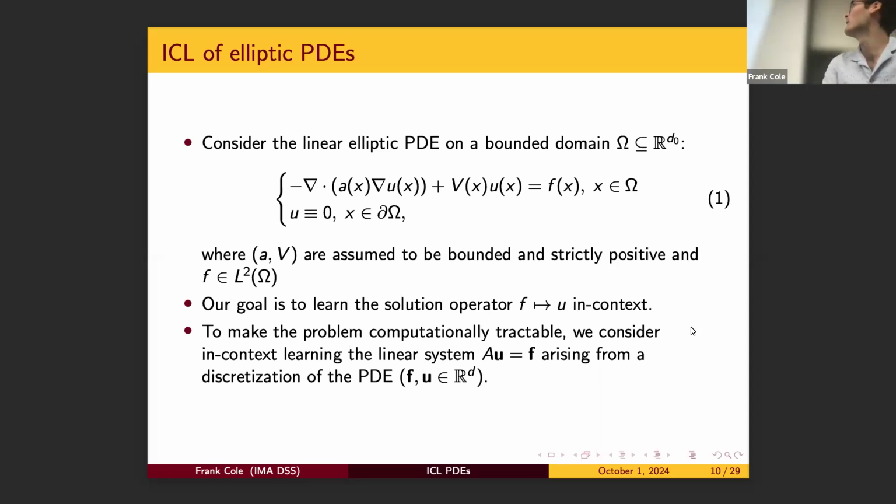Here, this d0 I'm using to denote the physical dimension. And this lowercase d is the dimension corresponding to the discretization. You can think of that as corresponding to a mesh size. So the larger this lowercase d is, the closer you are to recovering the continuous dynamics.